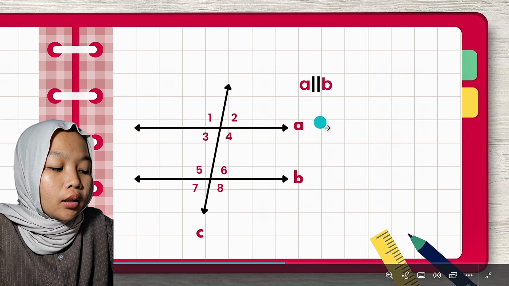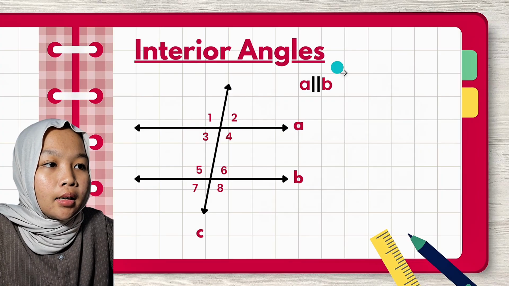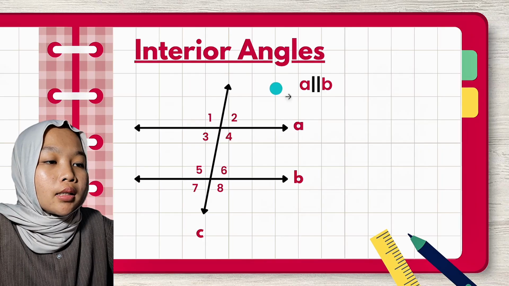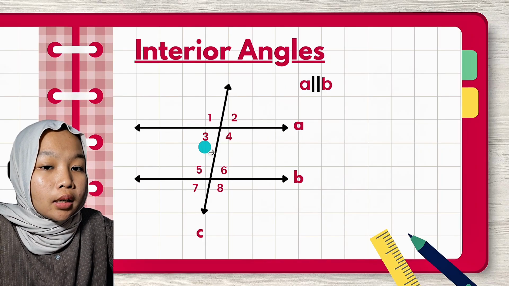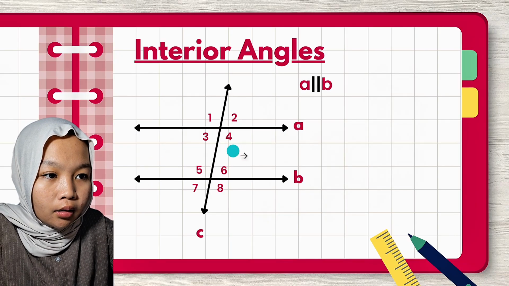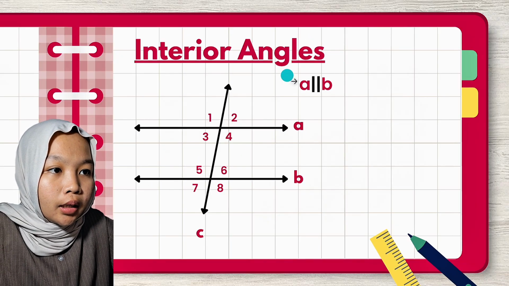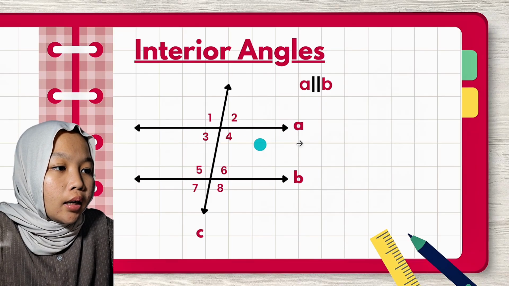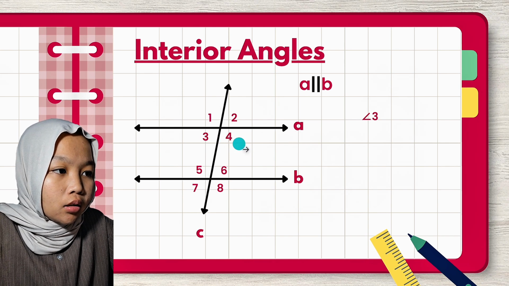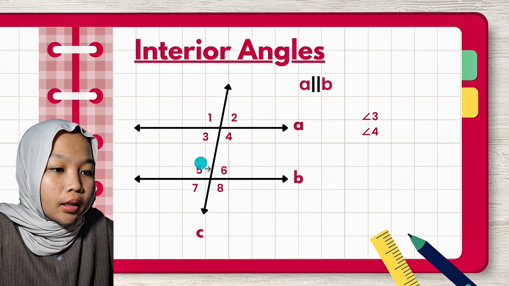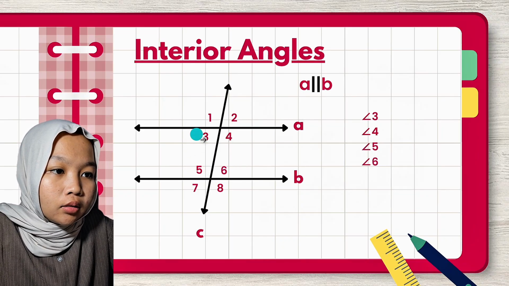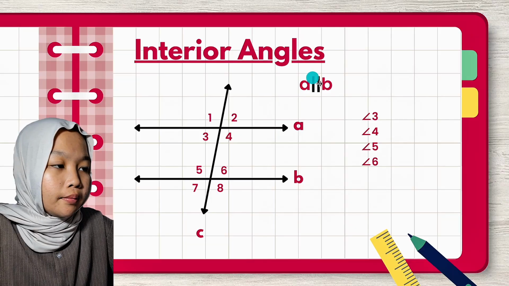So now we're going to talk about interior angles. When we look at the word interior, it means inside. So where is the inside of this? In here, because there are parallel lines in here, so the inside is in here. So the interior angles in here are angle 3, 4, 5, and 6.